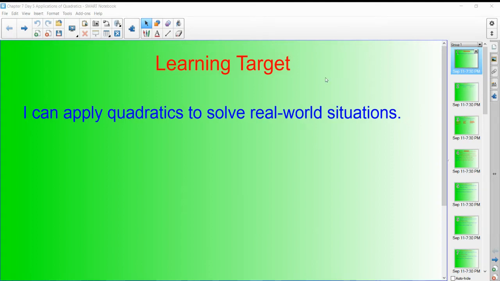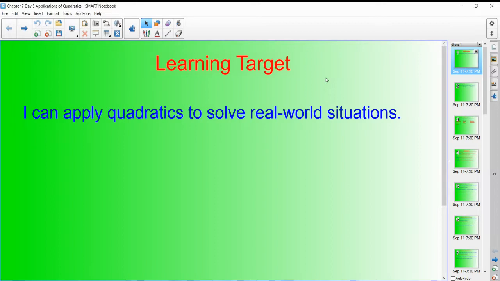Everyone. Today we're going to talk about applications of quadratics. So in previous lessons, we've graphed quadratics, we've looked at different forms and identified important information like the vertex and the x-intercepts, the y-intercept, the vertical stretch, does it open up, does it open down. Today we're going to take all that and apply it to real-world situations.